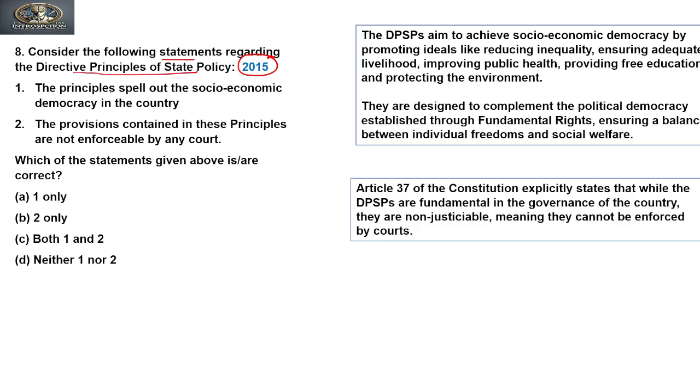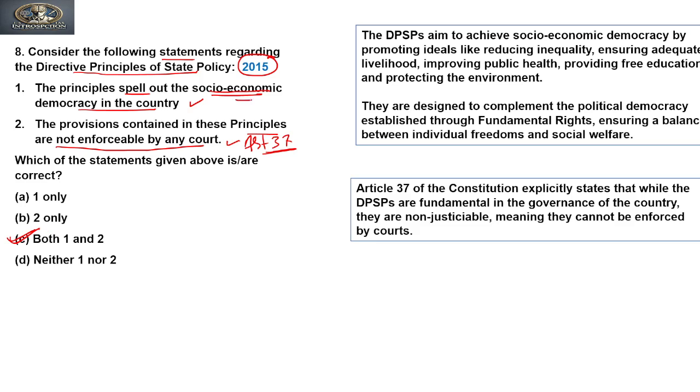The first statement says the principles spell out the socio-economic democracy in the country. Yes, it is true. It is about the socio-economic democracy, as we have just seen. The second says the provisions contained in these principles are not enforceable in court. Yes, it is also true. We have seen this under Article 37 of the Constitution. So which of the statements given above is or are correct? Both of these statements are correct.